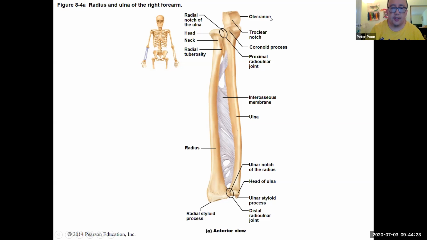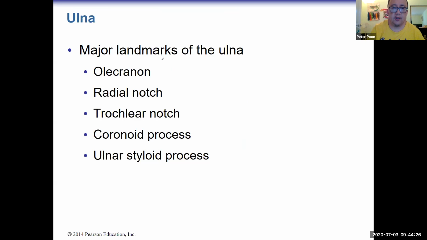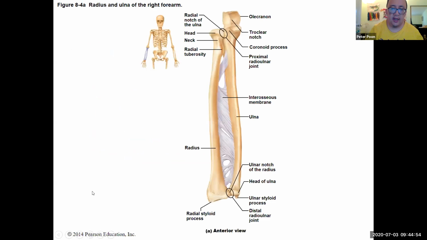So let's see. Large coronoid process. I already mentioned that one. And then the ulnar styloid process. The ulnar styloid process is another sharp pointing thing. You can palpate the ulnar styloid process on the pinky side of your forearm near the wrist. It's that big bump. Ulnar styloid process is right there.